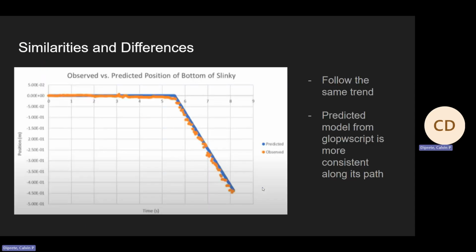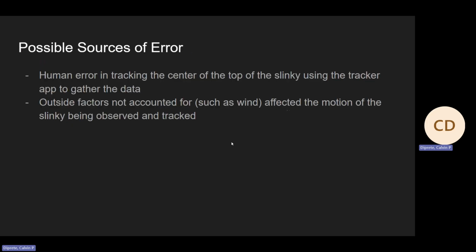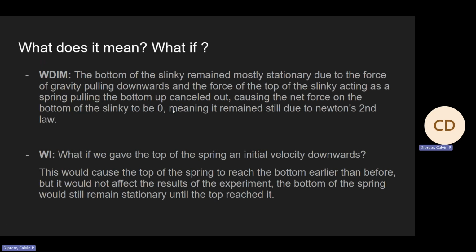For comparing the similarities and differences of the two models, the orange line here is the observed and the blue is predicted. They follow the same trend on this line, except the predicted model from the Colab script is more consistent along its path. As you can see, the observed line has more discrepancies along this trend, which is to be expected from a computer model, to be honest. For some possible sources of error: human error interacting with the center of the top of the Slinky using the Tracker app to gather data, and outside factors not accounted for, such as wind, affecting the motion of the Slinky being observed and tracked.